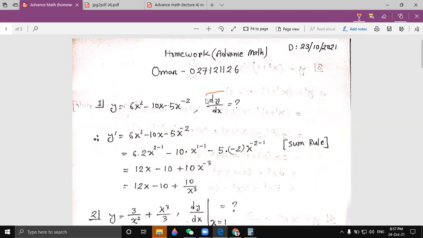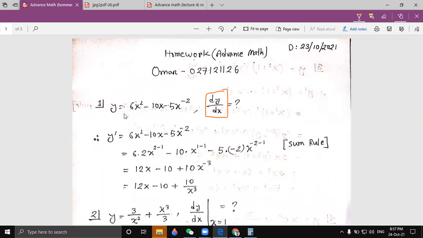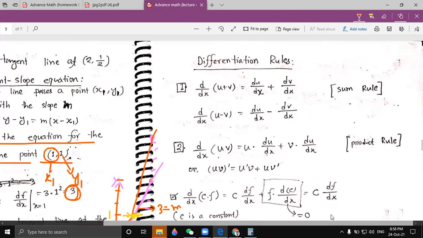The homework was like we had to find some derivative of a function. For example, we have here y is equal to 6x squared minus 10x minus 5x to the power minus 2. So you can see here is one function, here is another function, and here is another function. So we have three functions here. So let me remind you some formula.